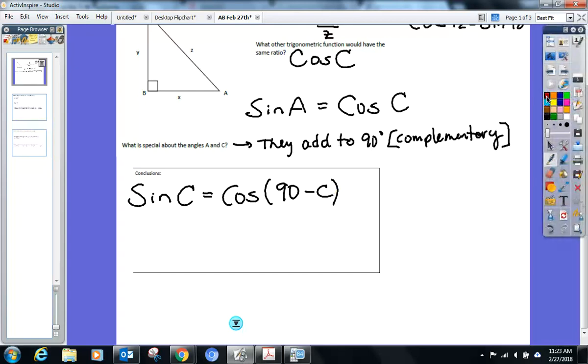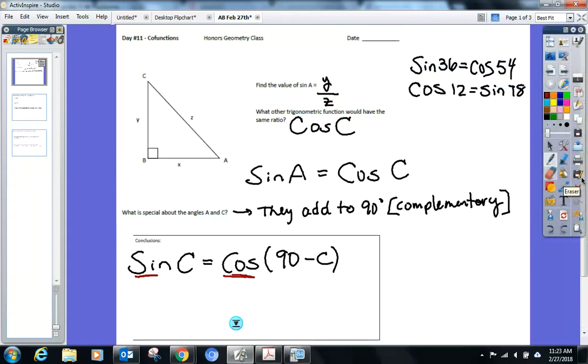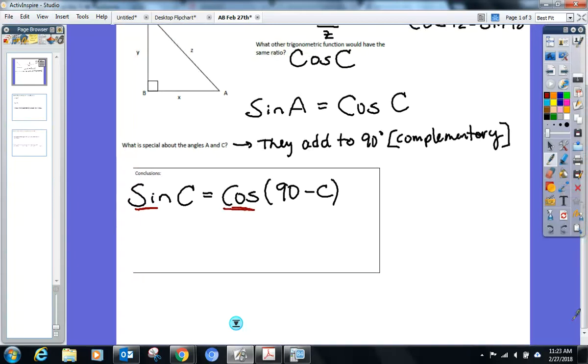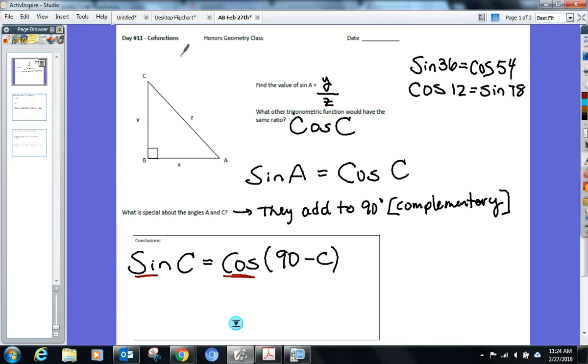We refer to sine and cosine as cofunctions. This is the beautiful part about today. Everyone ready? What's the name of this one? Sine. What's the name of this one? Cosine. One more time. Sine, cosine. Everyone see that? Sine, cosine. That's why they're referred to as cofunctions. All right. Did you know that?